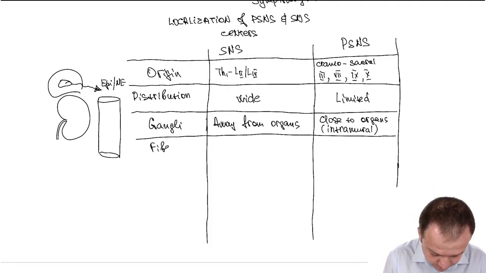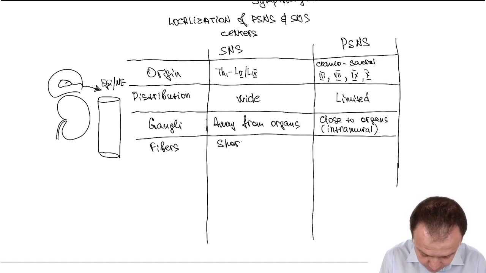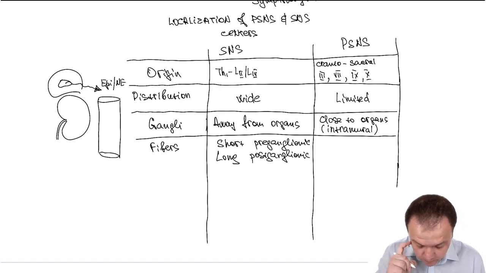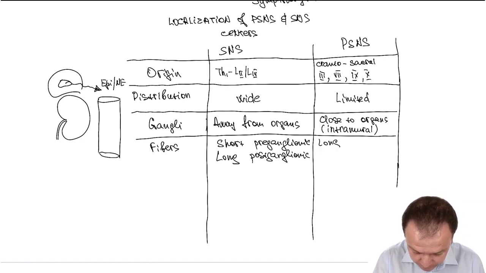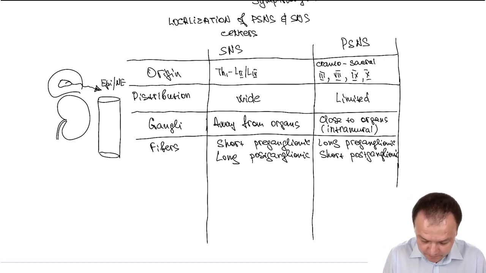Fibers. Now we will talk about that. So we have short preganglionic and long postganglionic fibers, and vice versa for parasympathetic nervous system. For parasympathetic nervous system, we have long preganglionic and short postganglionic fibers.